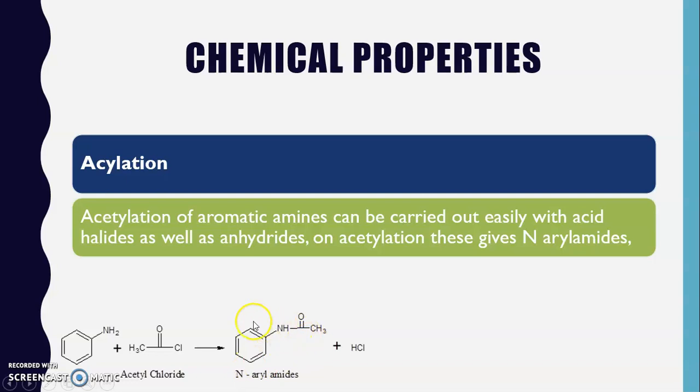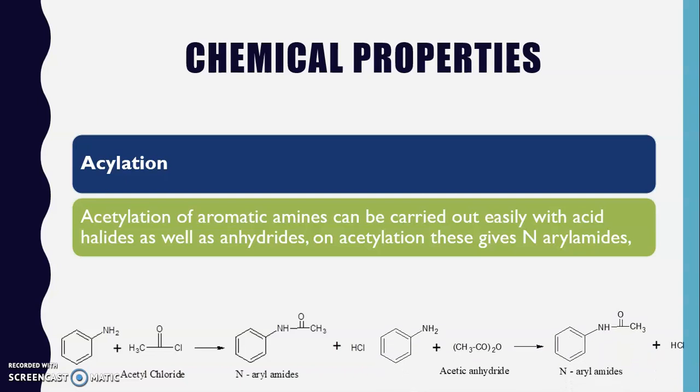It may happen that this aryl group may be present on this particular CH3. So to differentiate between the position of aryl group, whenever there is a presence of the substitution at the nitrogen, we are writing N-aryl amides. Also, a similar reaction can be carried out by using acetic anhydride. So aniline on reaction with acetic anhydride will be converted into N-aryl amides. In this way N-aryl amides are prepared by using the acetylation reaction.